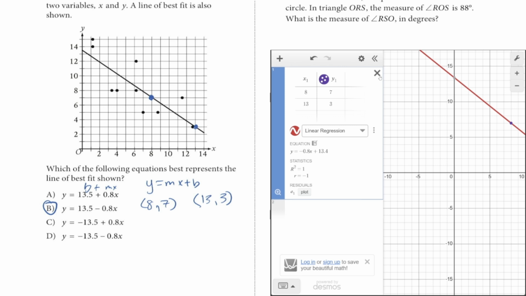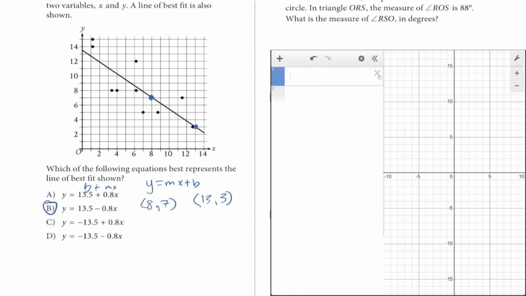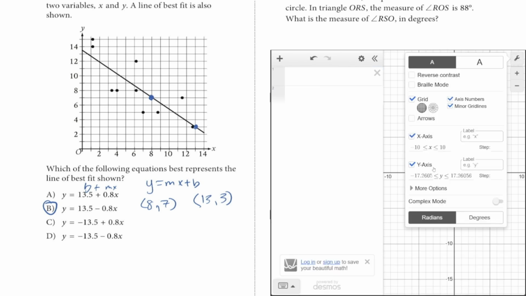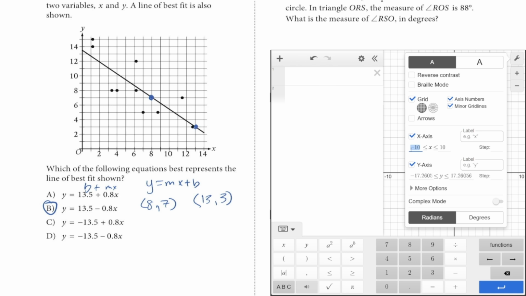The other way to do this question is, if they ever give you the graph and say, what's the equation that represents this graph, you can just make your window the exact same. So I'm going to go to graph settings. And I'm going to do, this graph goes from 0 to 14 in the x direction. And then the y direction, so we'll change the y here, goes from 0 to 15.